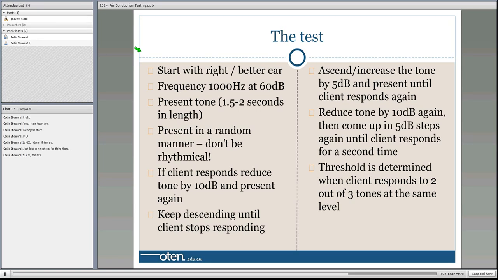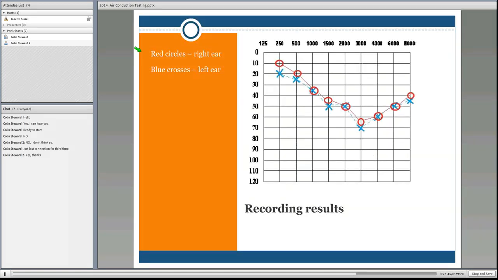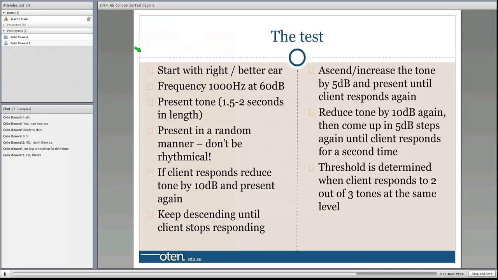So if we've given a tone at 60 decibels and the client responds, reduce by 10 decibels and present again. And as I said before, we'll just keep descending until the client stops responding. Then we will ascend, or increase the tone, by 5 decibels and present until the client responds again. Go down again in 10 decibels, come up in 5 dB again until the client responds for a second time. Threshold is determined when the client responds to 2 out of 3 tones at the same level, as we've said. Okay, so now we've talked a bit about the test and how it works. So they're all important things to remember.